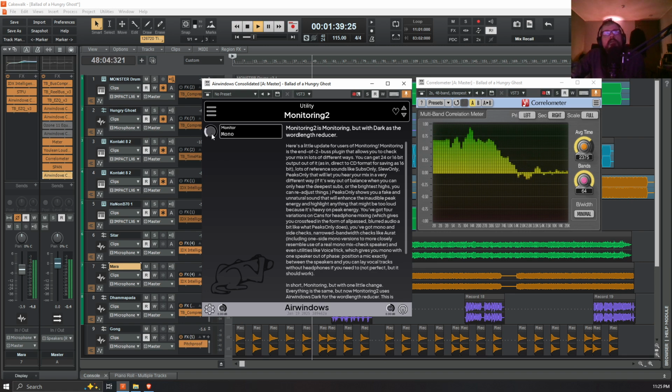And by the way, Monitoring 2 also has your sides. That's side. Vinyl setting. Something called Aurat. This is all explained here. Mono. I forget what this is. This is how it's going to sound. This is an emulation of how it's going to sound through your cell phone. And then studio monitoring room emulation. Cans. Larger room. Larger room still. Okay, so anyway, back to mono.